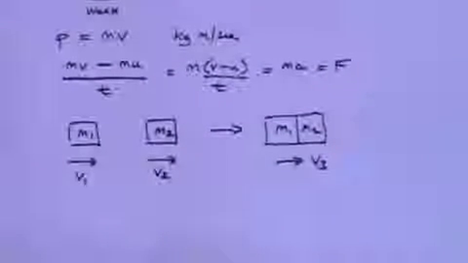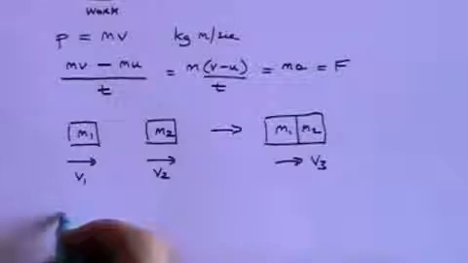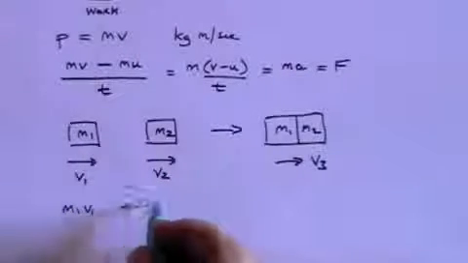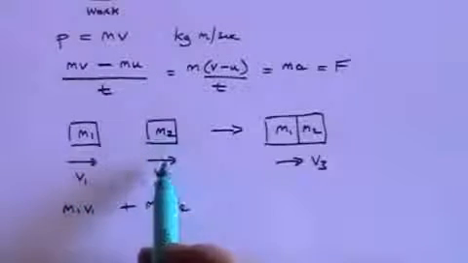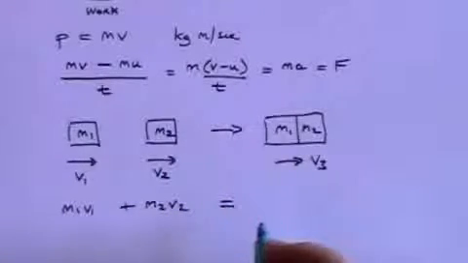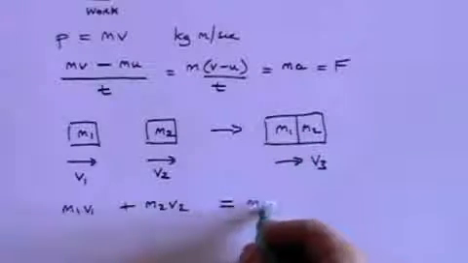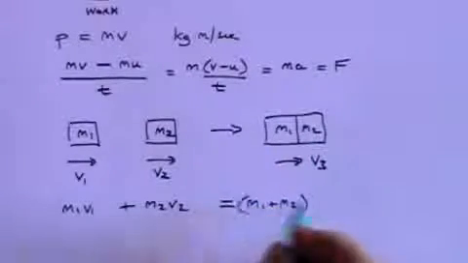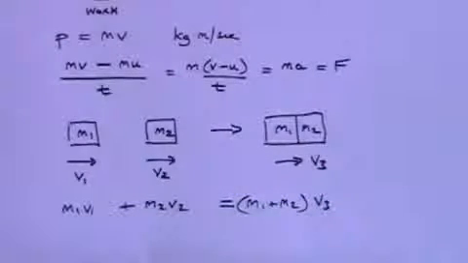And what you can say is that momentum is conserved, which means that the momentum on this side is m1 v1 plus m2 v2. That's the momentum of that body, that's the momentum of that body. And that equals, because momentum is conserved, the momentum of this body, which is its total mass, m1 plus m2, times its new velocity v3.